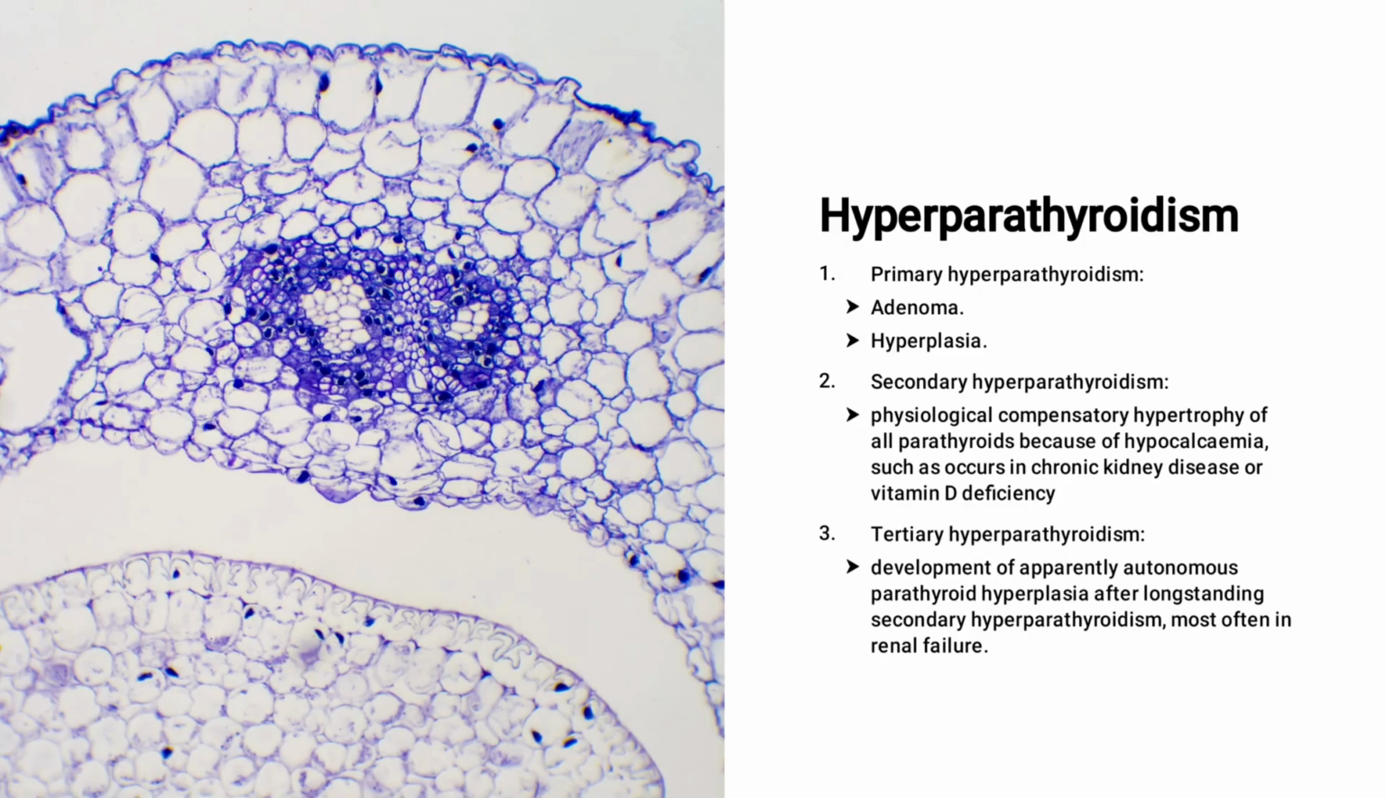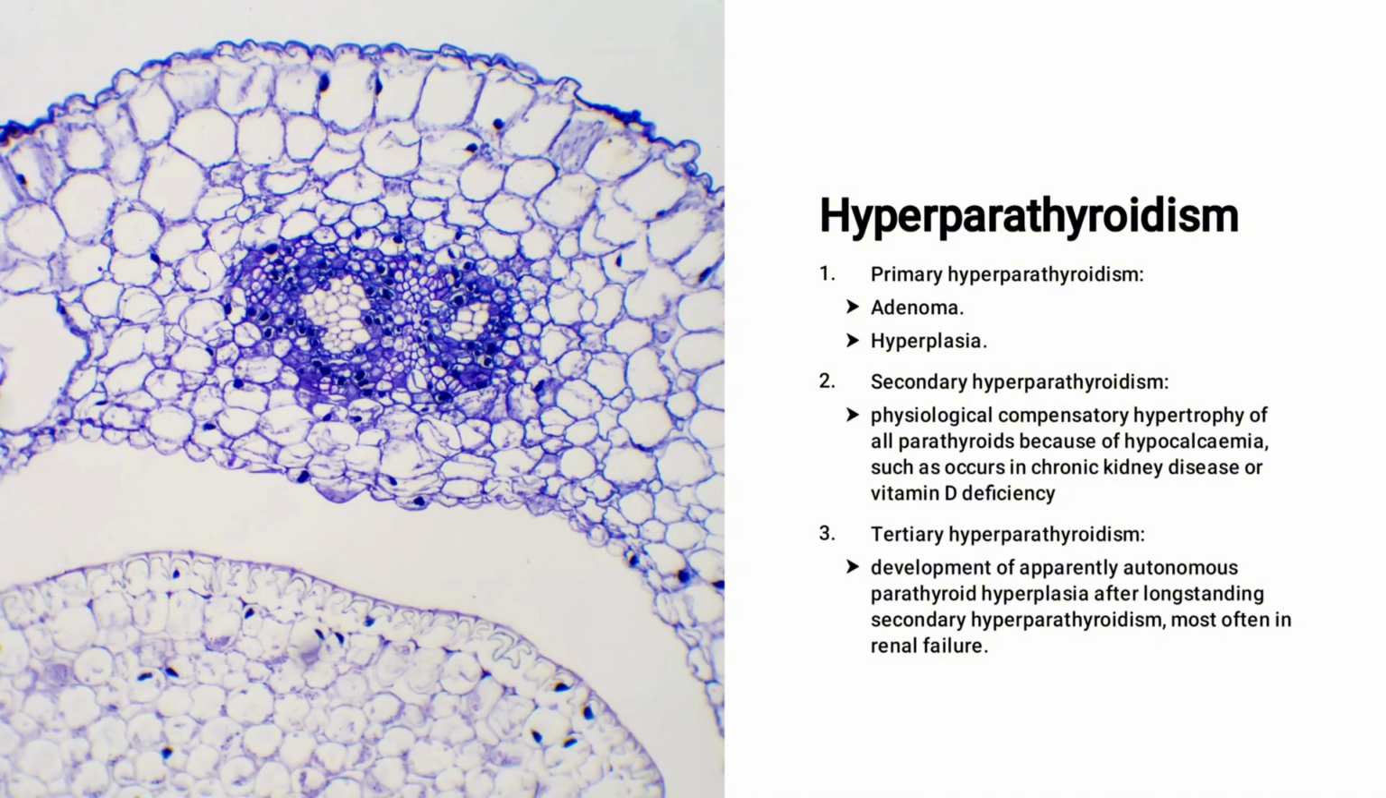So let's talk about hyperparathyroidism. As we said, there is primary, secondary, and tertiary. Primary is about a mass in the parathyroid. In other words, it's an adenoma which is secreting parathyroid hormone, and this secretion is out of control, so it leads to reabsorption of the calcium into the blood and breakdown of the bones, which will increase the calcium.